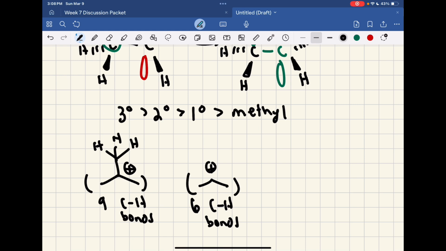And then for primary, something like that, you can imagine there's 3 CH bonds. So this just comes down to the idea of how many bond orbitals can lean over, and clearly the more substituted, the more likely you are to do that. Okay, so that is that trend.